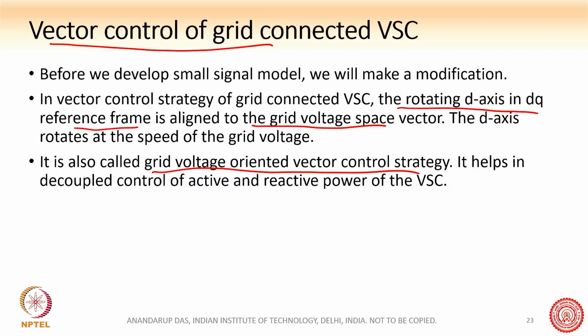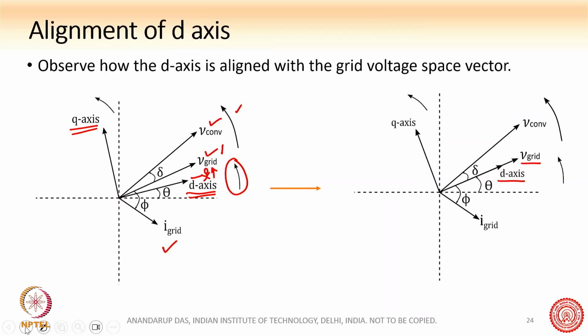So what is the benefit? You will see that benefit very soon: we will lose one variable. We do not have to deal with two variables, we can deal with one variable, and more importantly we can have a decoupled control of the active and reactive power of the VSC. We will see very soon about this.